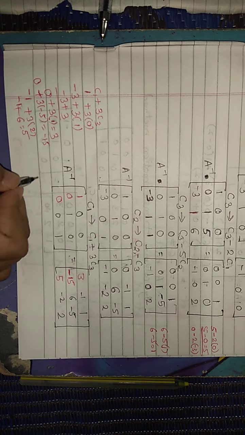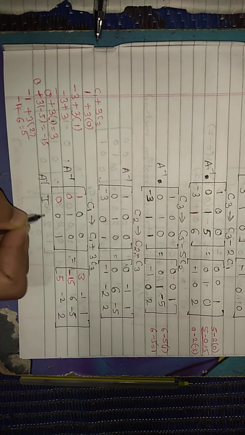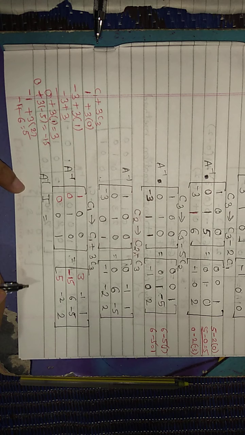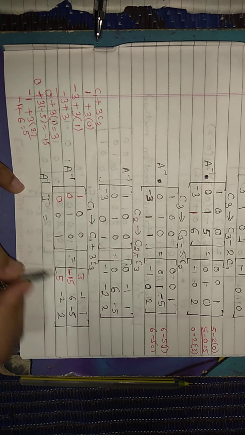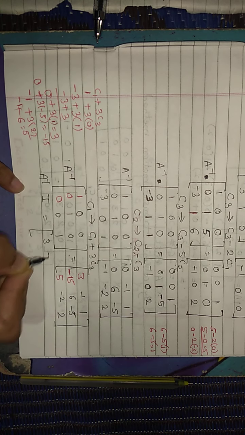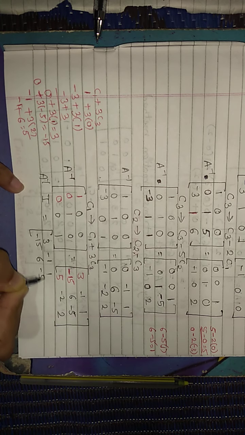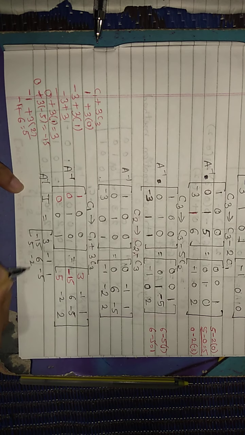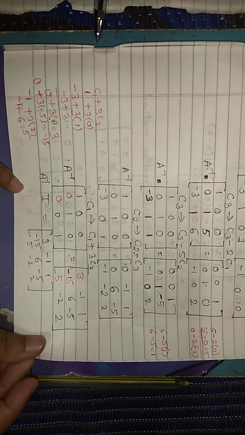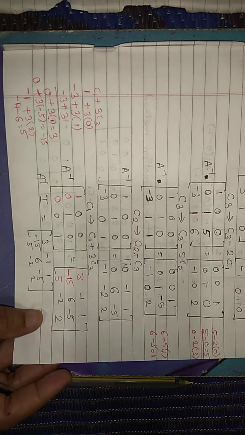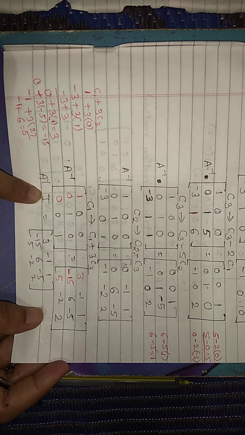Now here A inverse into identity matrix is equal to, we get this whole sum: 3 minus 1 1, minus 15 6 minus 5, and 5 minus 2 2. We know that A inverse into I is equal to A inverse only. So the remaining is our answer.